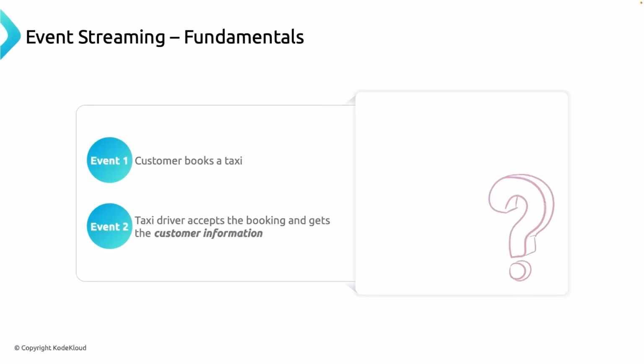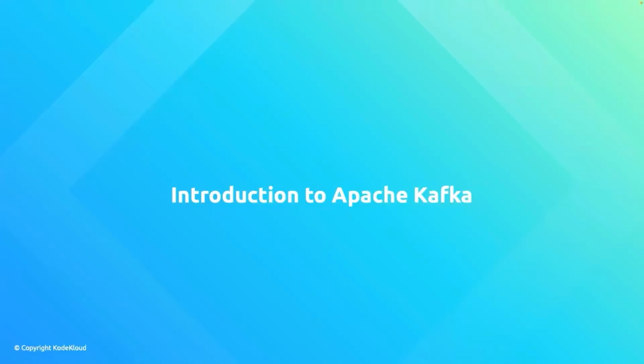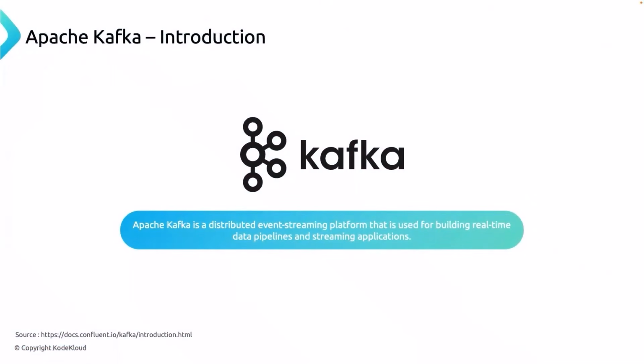I hope you were able to understand what is an event, what is event streaming, and where it is getting used in the real world. What is Apache Kafka? First, let us try to understand the definition of Apache Kafka. Apache Kafka is described as a distributed event streaming platform.